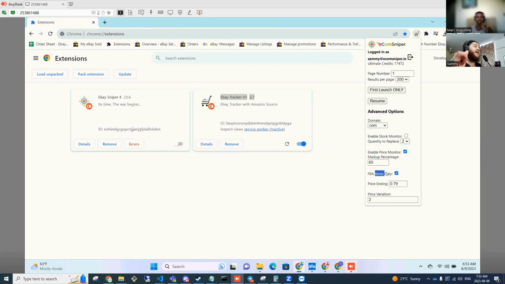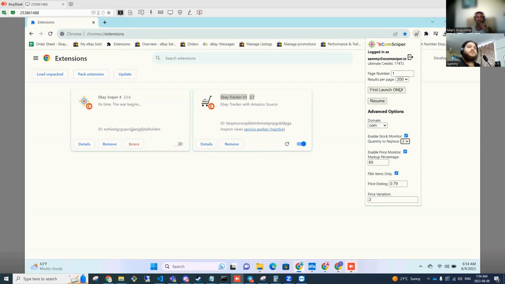So that means that the item is actually located in Amazon's warehouse. So my tracker is gonna make sure that it checks the price, that it's 65% or above, exactly 65%, or give or take a price variation of 2. It's gonna monitor the price and monitor the stock. I'm gonna enable this, and if it's out of stock, let's say we get a sale and it's out of stock, then it's gonna go ahead and make the quantity 3.